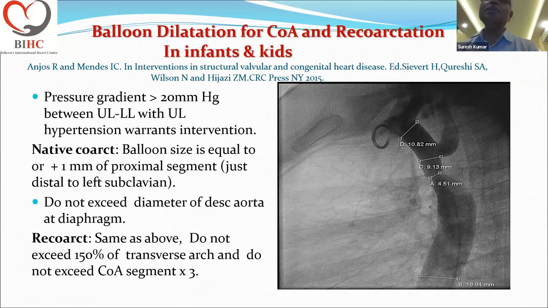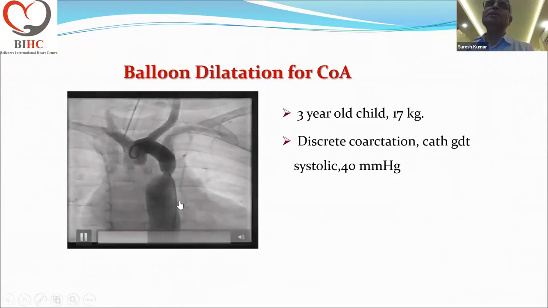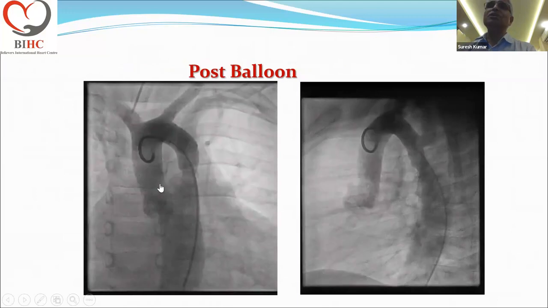And in a recoarctation also, for both native and recoarctation, we follow more or less the same. We try not to exceed 150% of the transverse arch, and we try not to dilate it for more than 3 times the actual coarctation segment size. So this was a 3-year-old child with a discrete native coarctation with a gradient of 40 millimeters, which had good response to balloon dilatation, as you can see here.